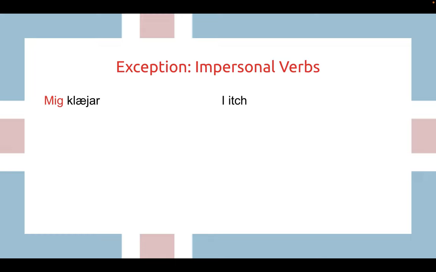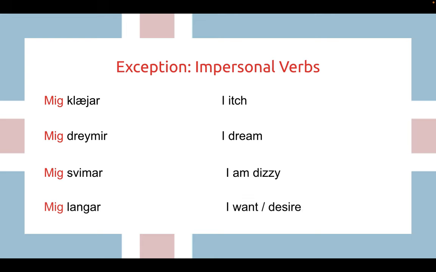So some examples, mig klæjar, I itch. We don't say ég klæja, we say mig klæjar, like it itches me, or like it causes me to itch. So that's with an accusative subject. Mig dreymir, I dream. Mig svimmar, I am dizzy. Mig langar, I want or I desire. So these are things where we use an impersonal verb that has a subject that is not in the nominative. And that's usually because it's something that happens to the subject as opposed to something that they choose.